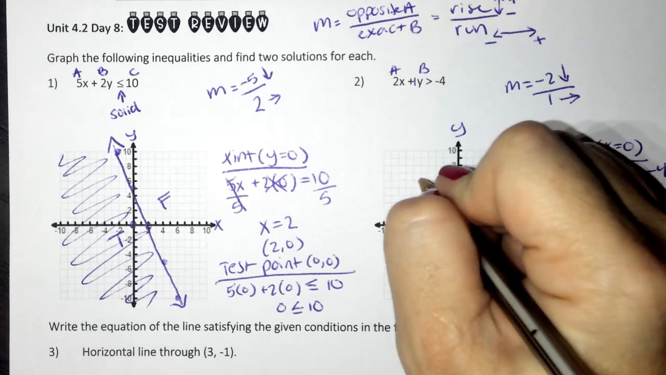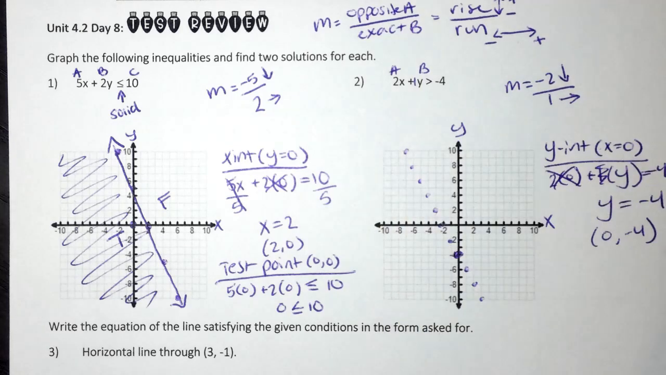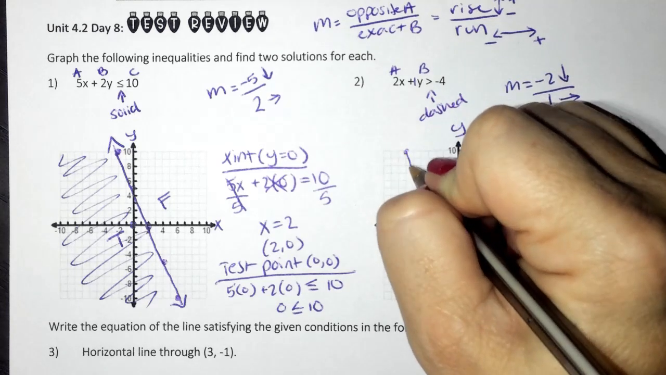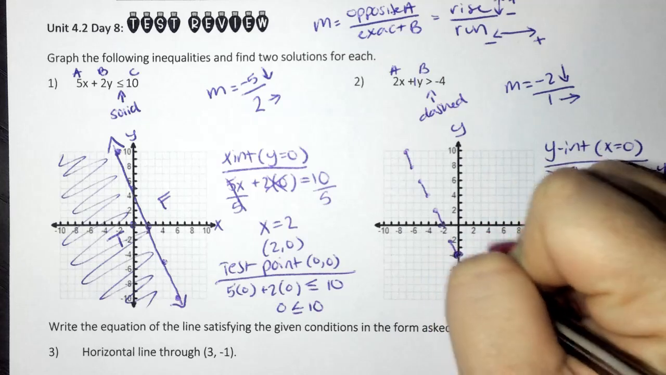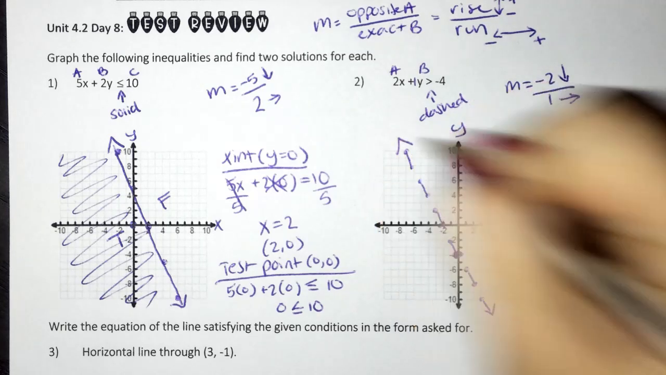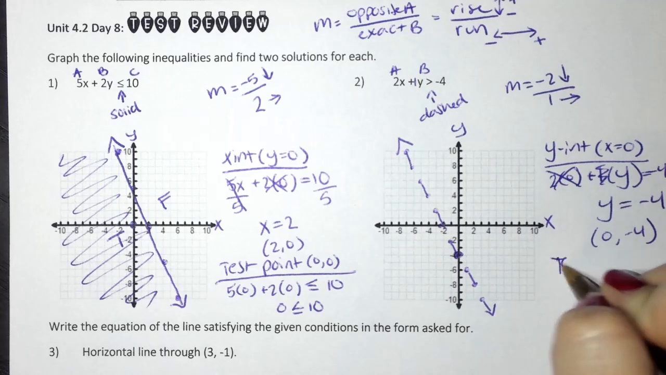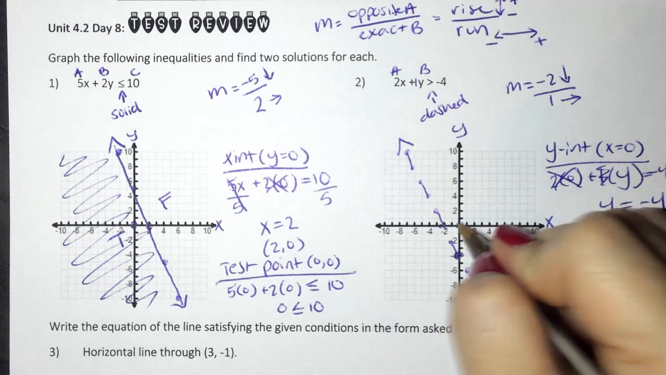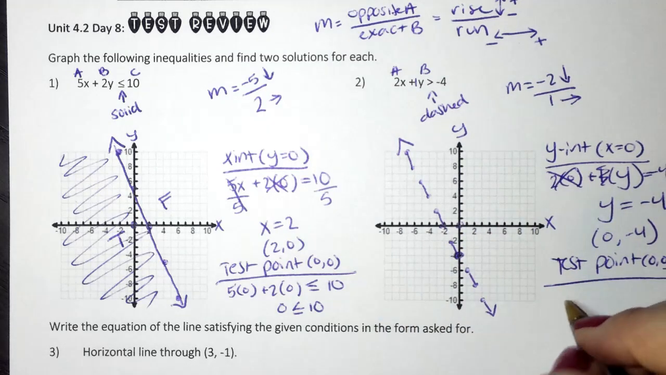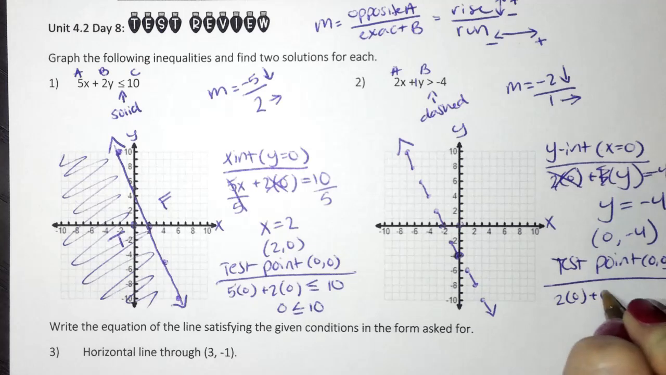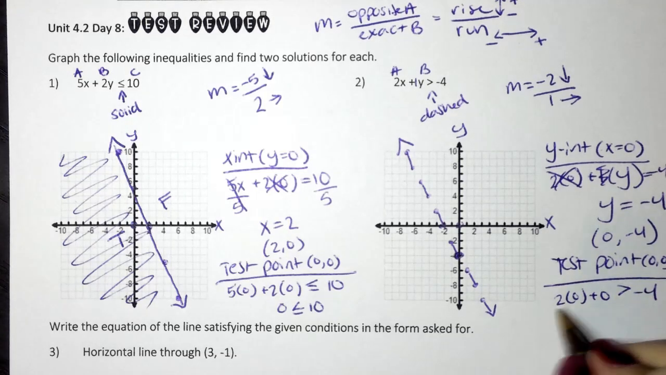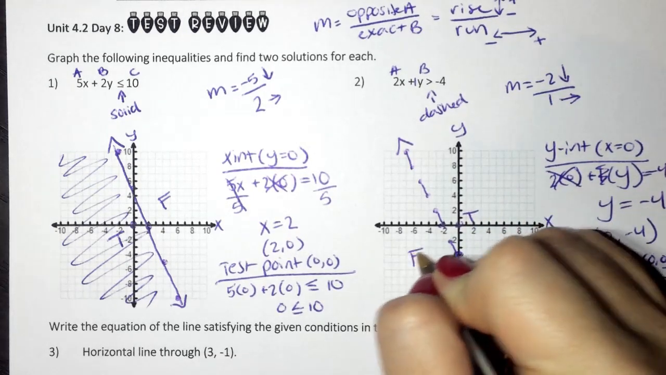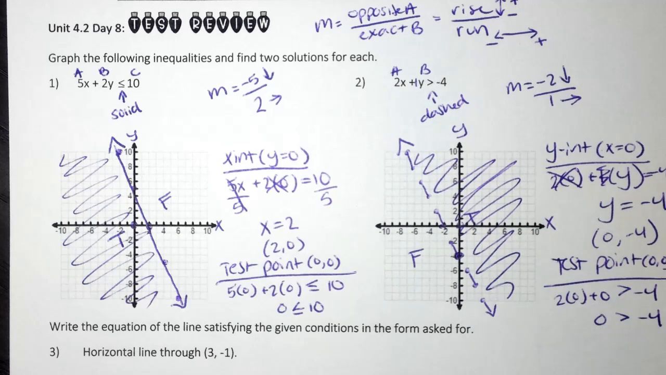And we're going to go all the way across on our test. And this is a dashed line because it's not equal to. So I'm going to connect every other dot. You can draw your dashes however you'd like. Okay, and then I need to test a point. I'm going to use 0, 0 because it's not on the line, but remember, you can use any point that's not on the line. So when I plug that in, I get 2 times 0 plus 0 is greater than negative 4. Well, that gives me 0 is greater than negative 4, which is true. So if this side's true, this side's false, and we shade the true side.